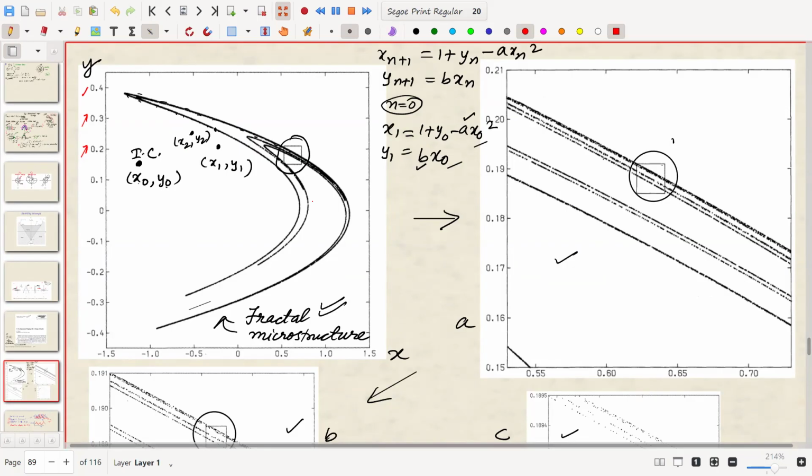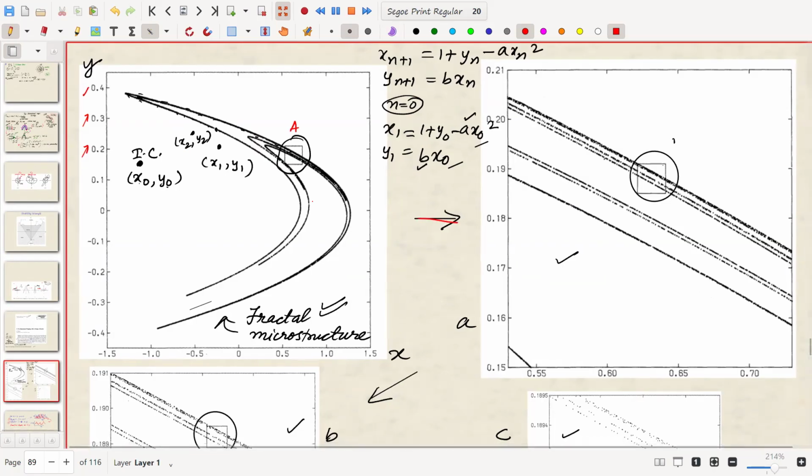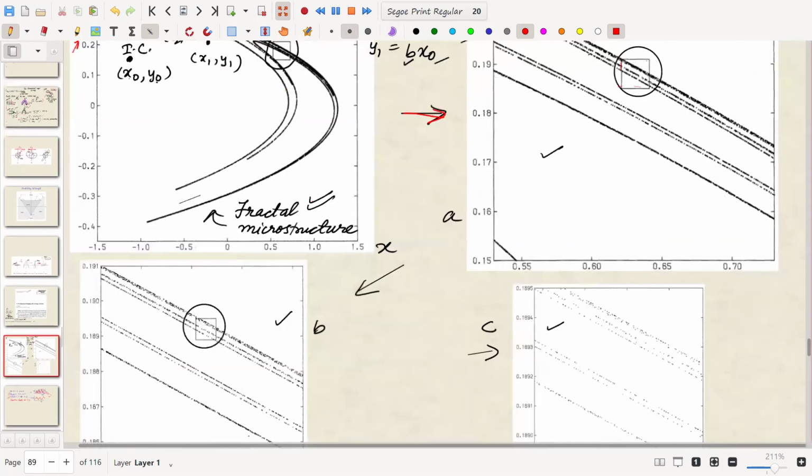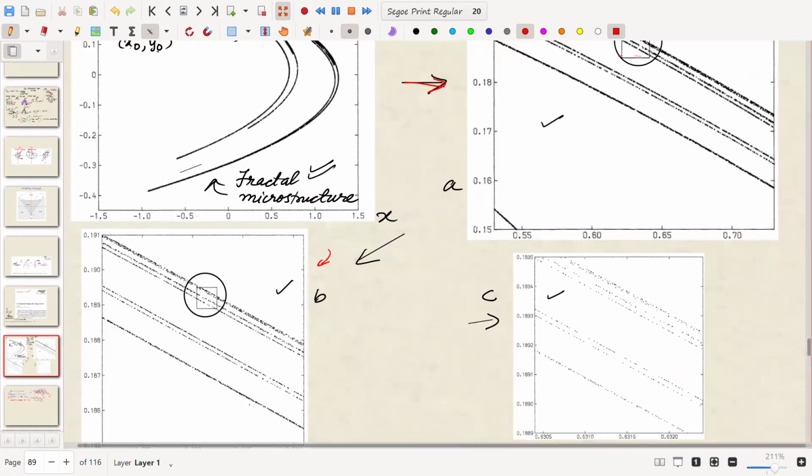So what you can do is take the zoom of this region A, and this is shown on this side. Now take the zoom of another small region, and you can see the structure here. Take it again, and you again see some structure here. So it is a never-ending, self-similar structure. Therefore, the Henon map has a fractal microstructure to it.